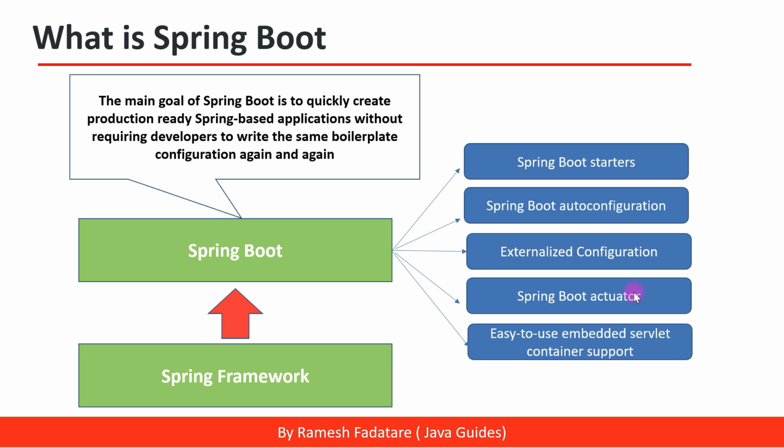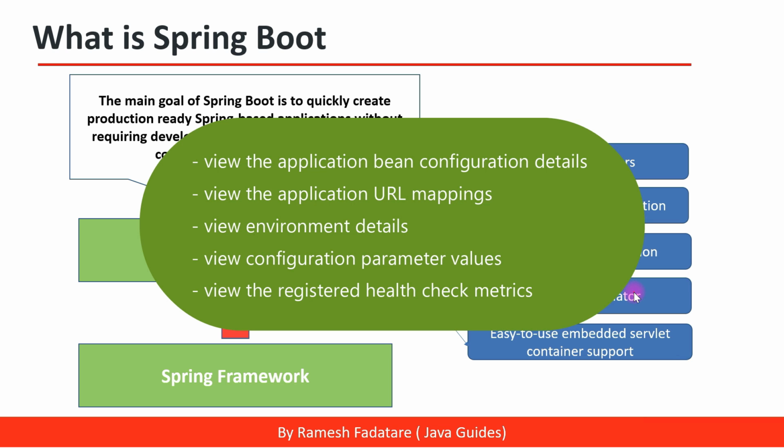Spring Boot Actuator provides a wide variety of production-ready features without requiring developers to write much code. For example, we can use Spring Actuator to view the application bean configuration details. We can use Spring Actuator endpoints to view the application URL mappings, environment details, and configuration parameter values. And we can use Spring Actuator provided REST endpoints to view the registered health check metrics.